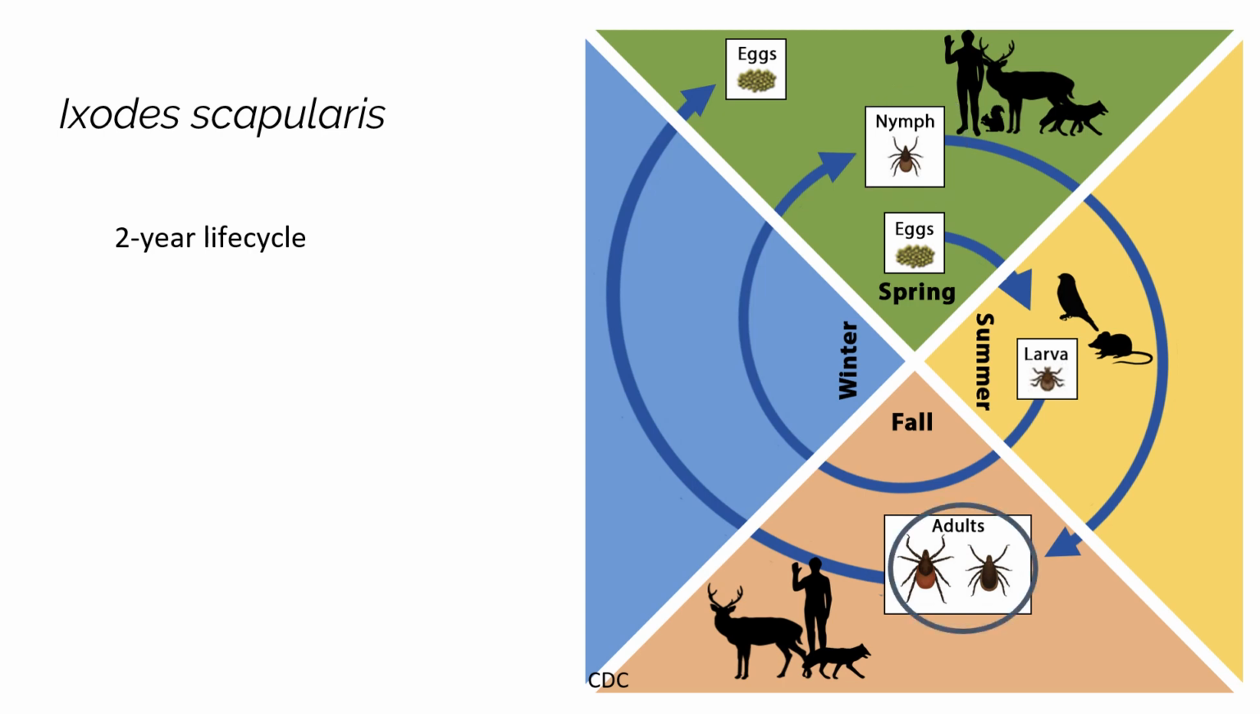These adults will search for a host where they will take their final blood meal and mate. The fed adults will go dormant during the winter, but unfed ticks will continue to quest for a host throughout the winter into the spring. In the spring, the females will lay their eggs and the cycle repeats.